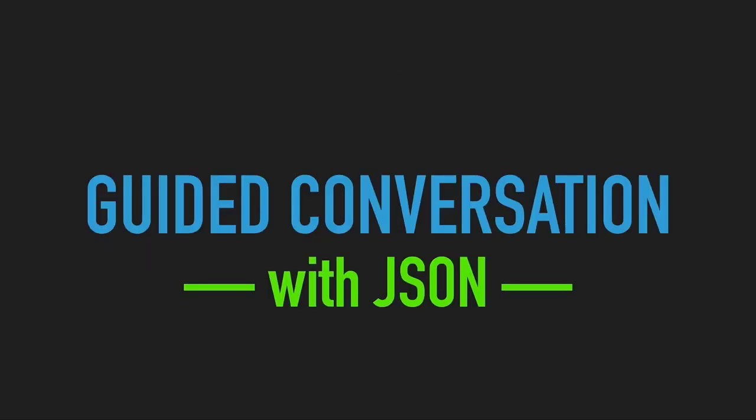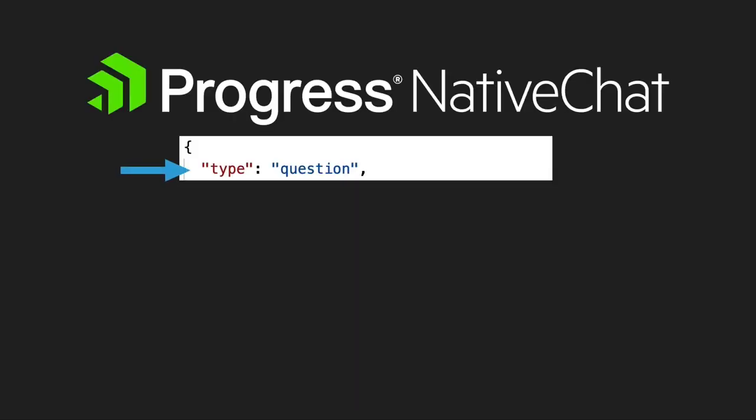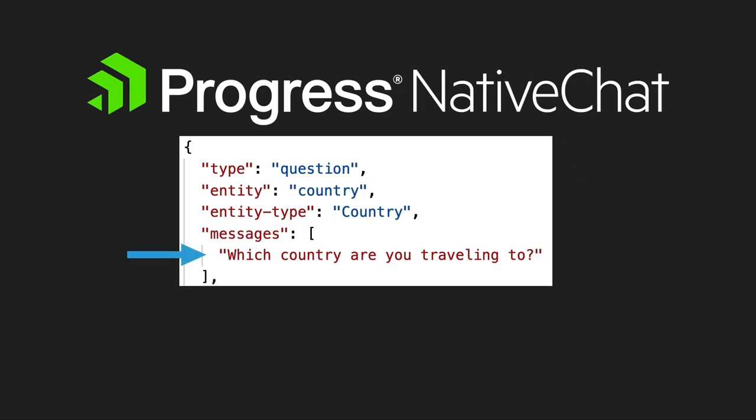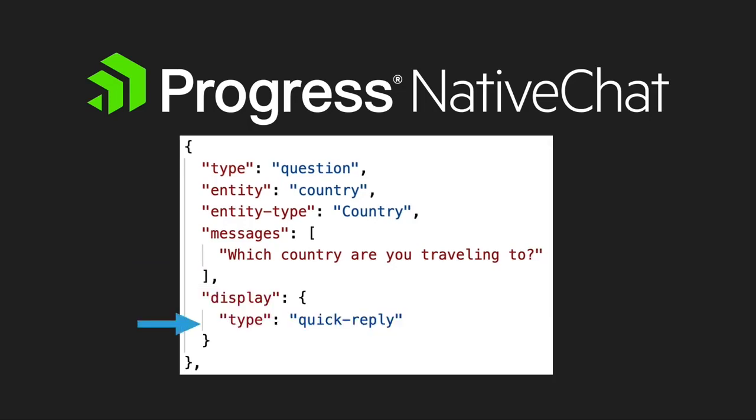So let's have a look at how this whole thing works with a guided conversation and building it with JSON. First, we can create a step of type question. So we'll ask the user some sort of a question. Then we'll say, well, we are asking for a country, and the available values are France, Germany, Italy, and Poland. Next, we provide the chatbot with a prompt message, which would ask which country you are traveling to. And finally, we provide some UI prompt, which in this case we call quick reply, that creates a bunch of little buttons with the options available to the user.